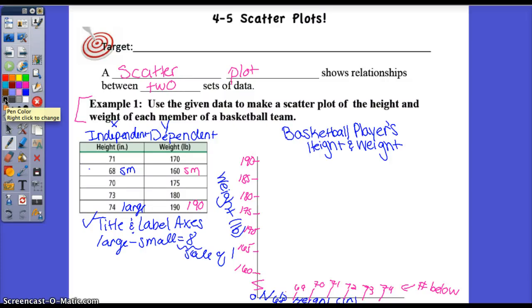So we had 71, 170, so if there's 71 inches, it goes all the way up here at 170, plot your point. At 68, it was 160 pounds. At 70, it was 175 pounds. This person who was 73 inches tall, they weighed 180 pounds, so up here. And when they were 74 inches, they were up at 190. So we have a bunch of dots. We're not going to connect them yet because we're first going to talk about a couple of things.